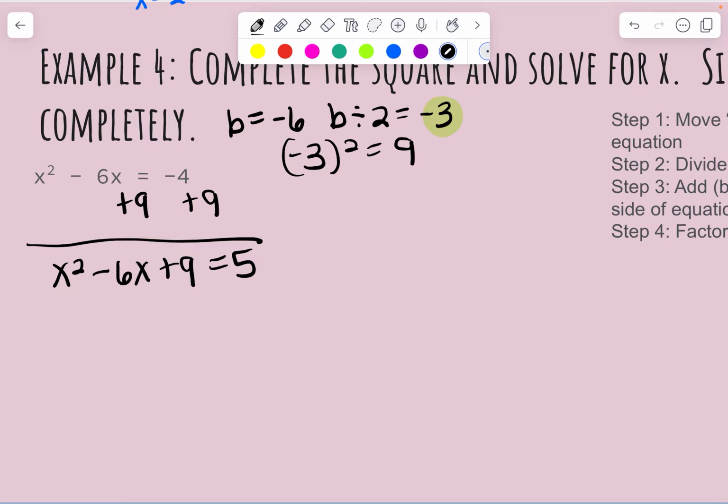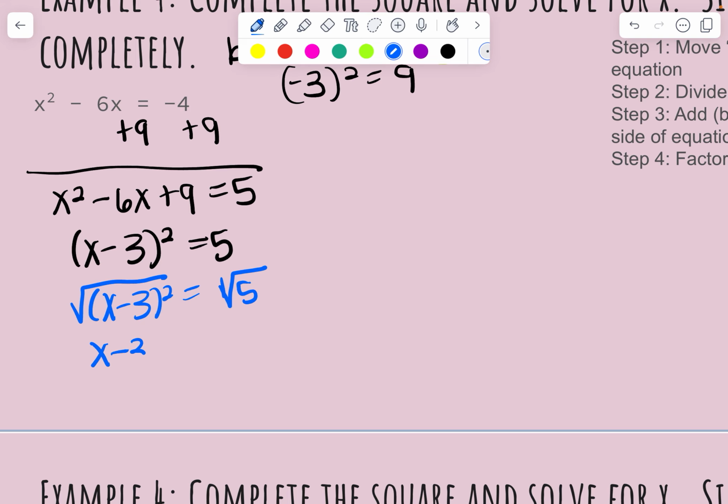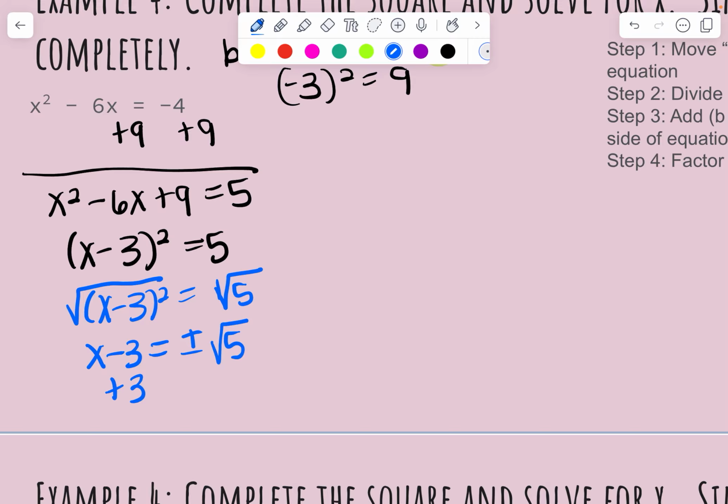If I factored the left side of my equation, I would end up with x take away 3 squared is 5. And now continuing to solve this, square root of x take away 3 squared is square root of 5. So x take away 3 is positive and negative square root of 5. I can't do anything with that square root of 5, so I'll add 3 to both sides. My final answer, 3 plus and minus the square root of 5.